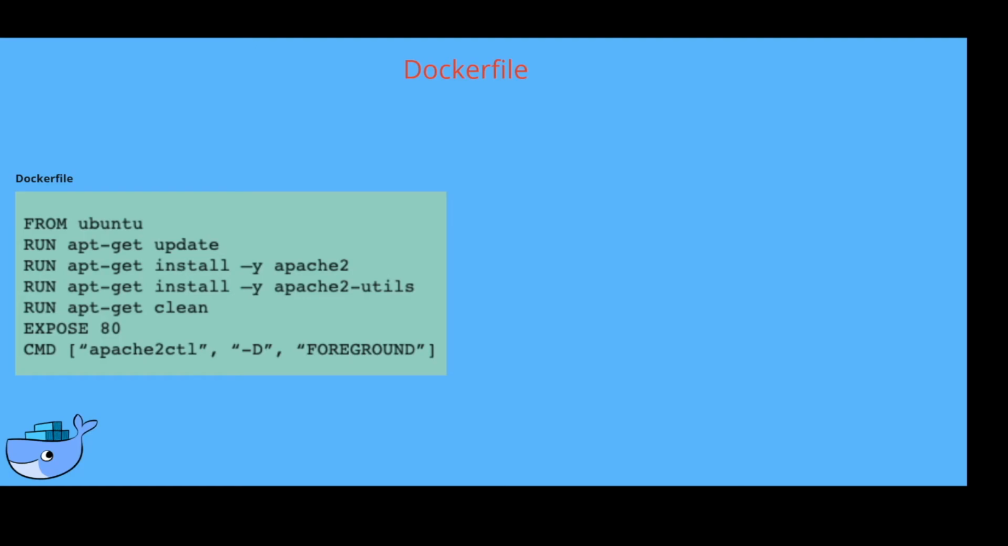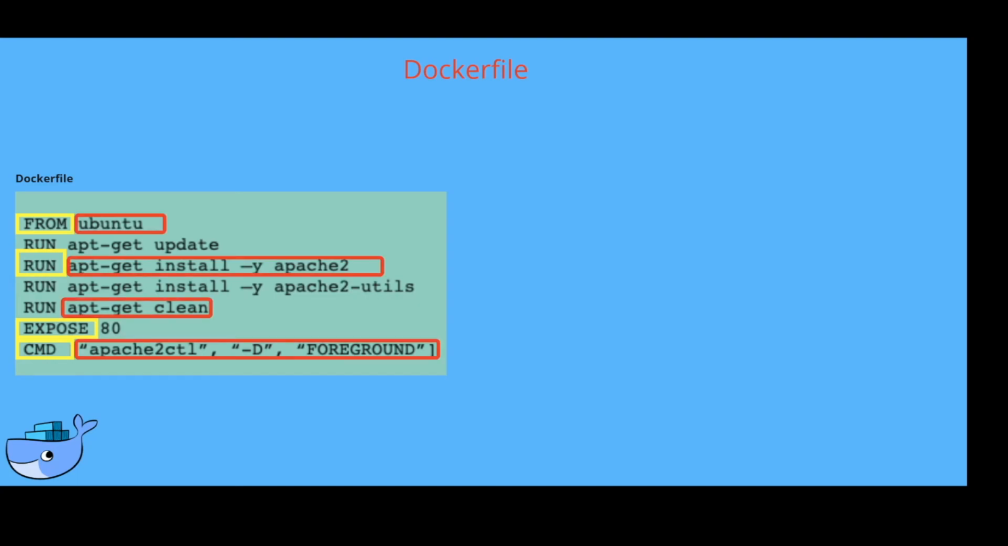A Dockerfile is a text file written in a specific format so that Docker can understand. It's written in the form of instruction and argument. In this Dockerfile, everything on the left in caps are instructions. These instructions instruct Docker to perform a specific action while creating an image. On the right are the arguments. All Dockerfiles start with the FROM instruction.